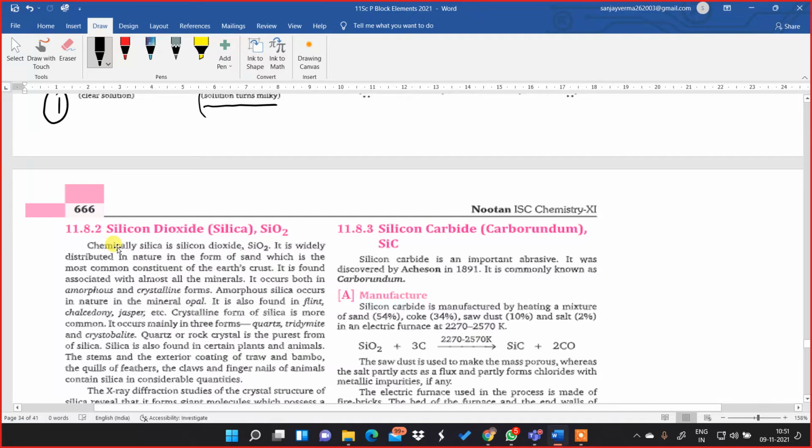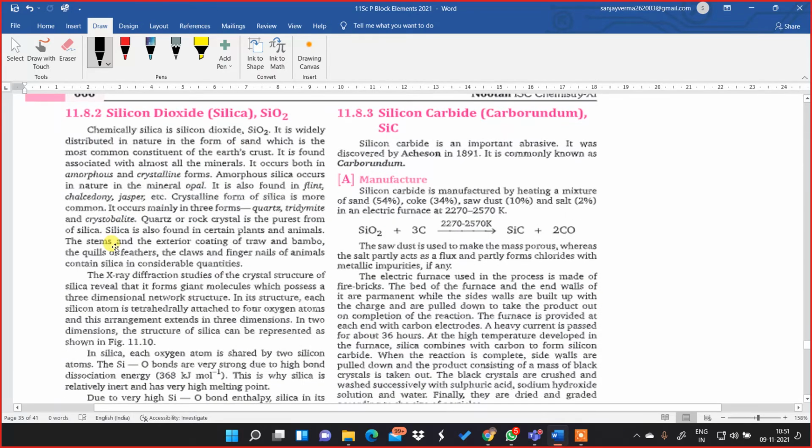Silicon dioxide. You can see on page number 666. Now, here I will just go through slightly in detail about silicon dioxide with regard to the structure of silicon dioxide over here. Now, this silicon dioxide, chemically silica is silicon dioxide. We call it silica. It is widely distributed in nature in the form of sand, which is the most common constituent of the Earth's crust. It is found associated with almost all the minerals. You'll find this in almost all the minerals.